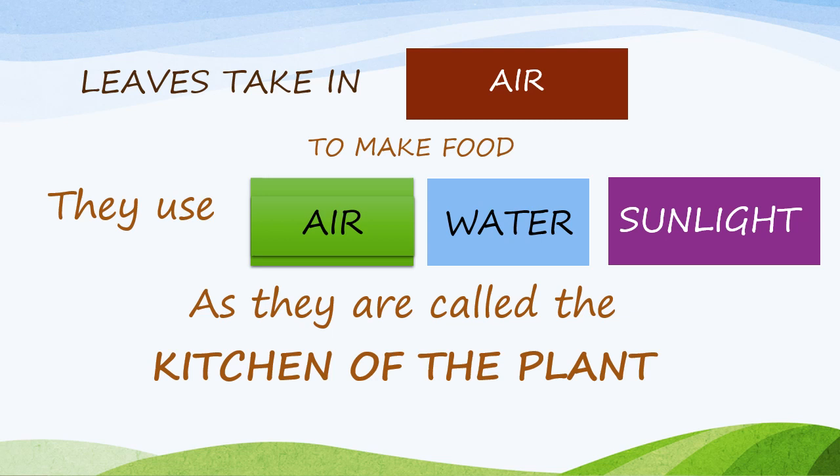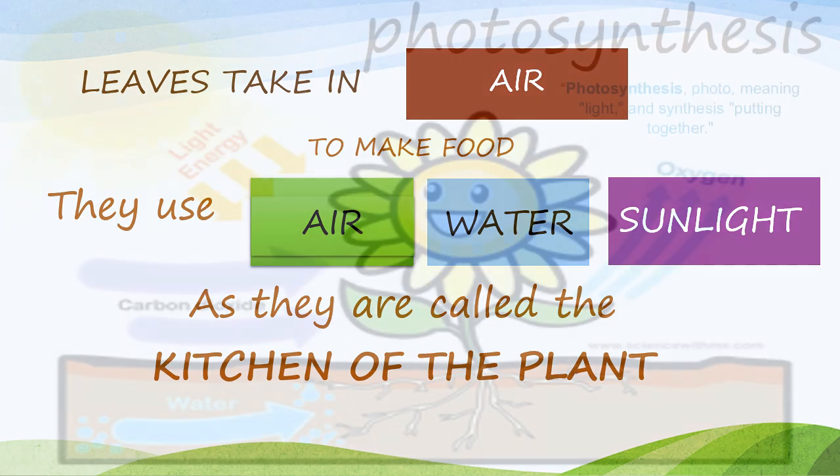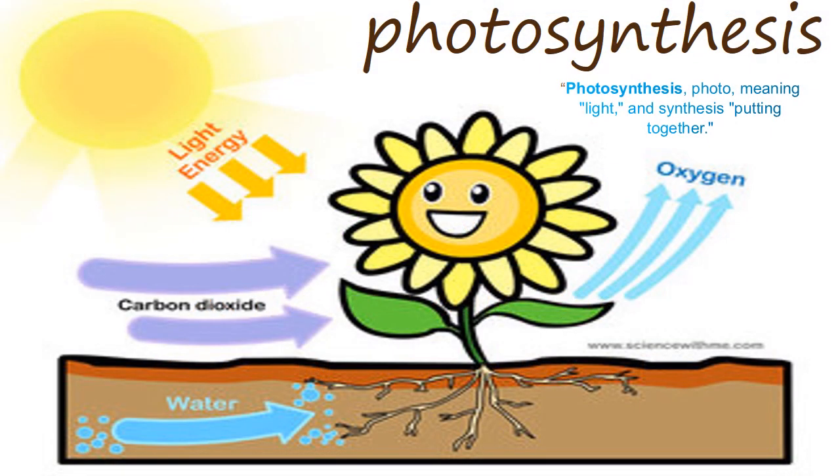Let us learn and understand in detail the entire process of photosynthesis. Photosynthesis. Photo means light and synthesis means putting together. Putting all things together, we get the end result. Okay, so photosynthesis: photo means light and synthesis means putting together. So let us understand in detail what photosynthesis is.